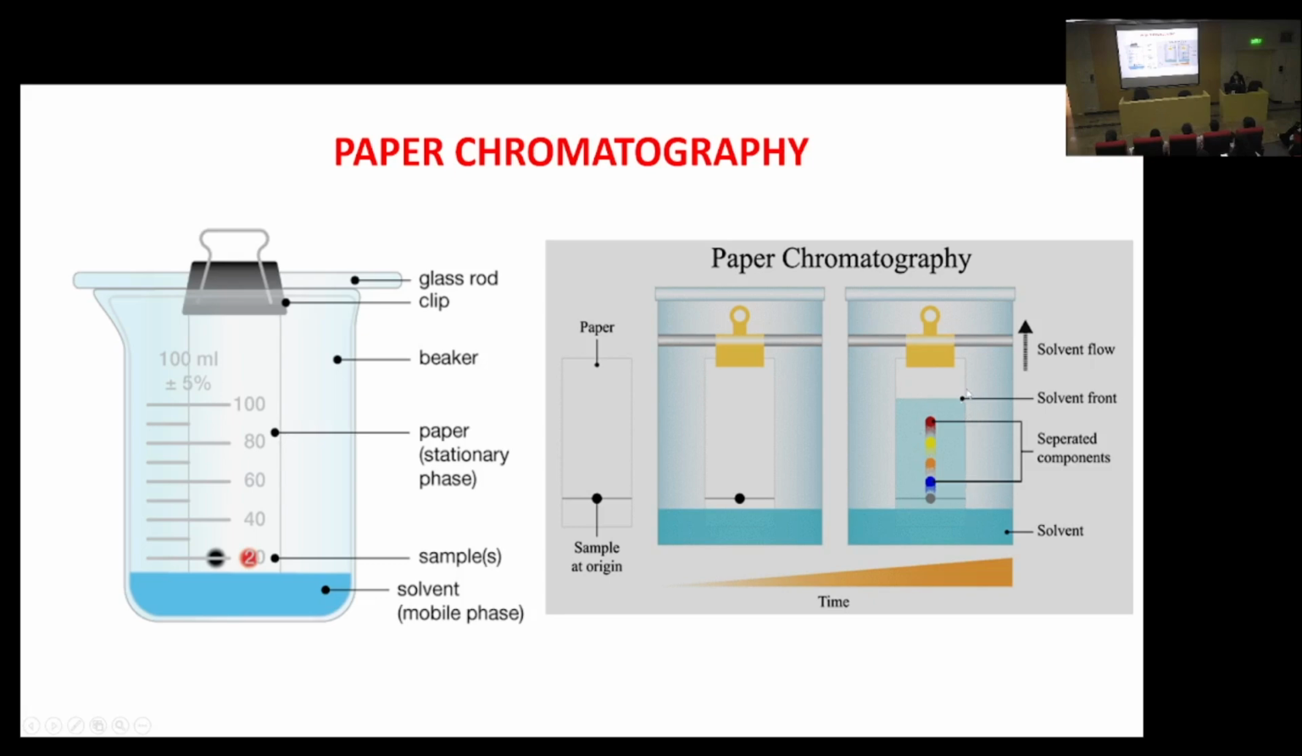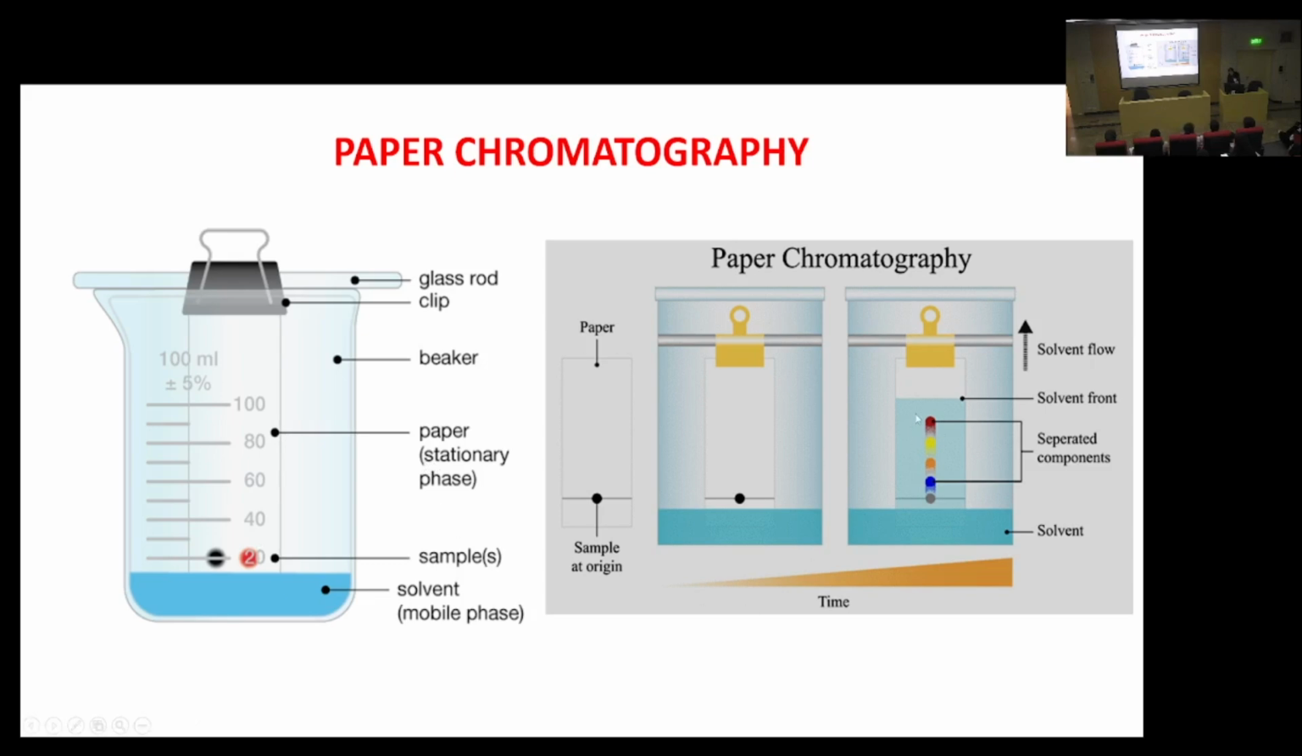As the solvent travels up or flows upwards, you will see separation of different components within that initial drop. So if this is the sample at origin, once you dip it here, perform the paper chromatography, you should see it being separated to different components and different colors. All right? So it just takes time. So now, do we know what is mobile phase, what is stationary phase?